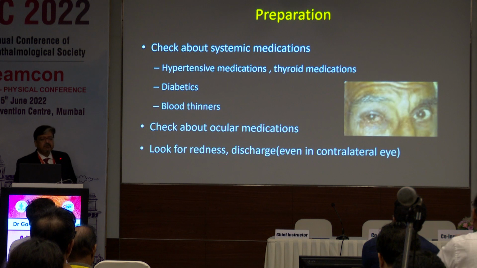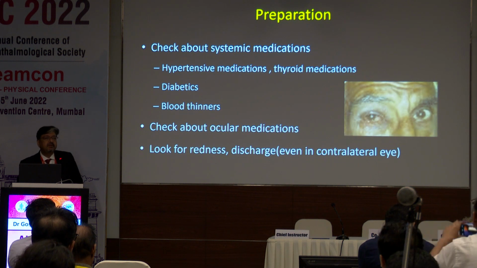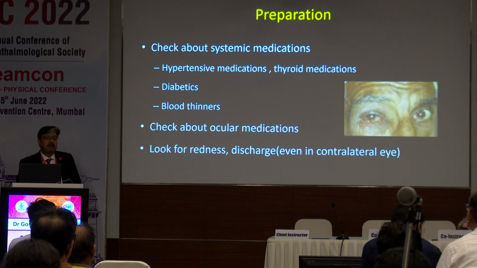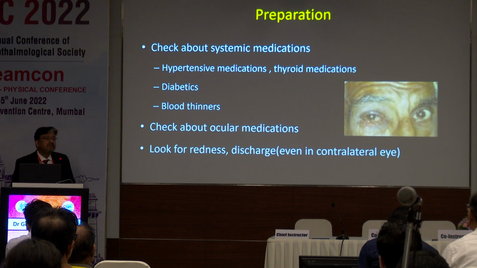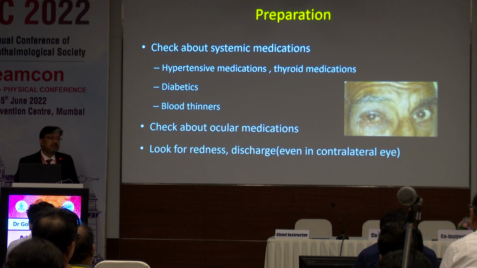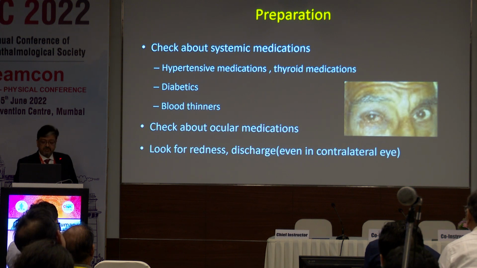So again, coming back to basics, checking the hypertension of the patient, whether they have taken the medication in the morning, if they're a diabetic, if they have taken the medication, have they taken any food along with that, have they stopped their blood thinners, and so on and so forth. And the local examination is extremely important. Check both the eyes. Even if you have redness in the contralateral eye or a secretion, you should be very careful, because we can have a spread of infection from one eye to another.